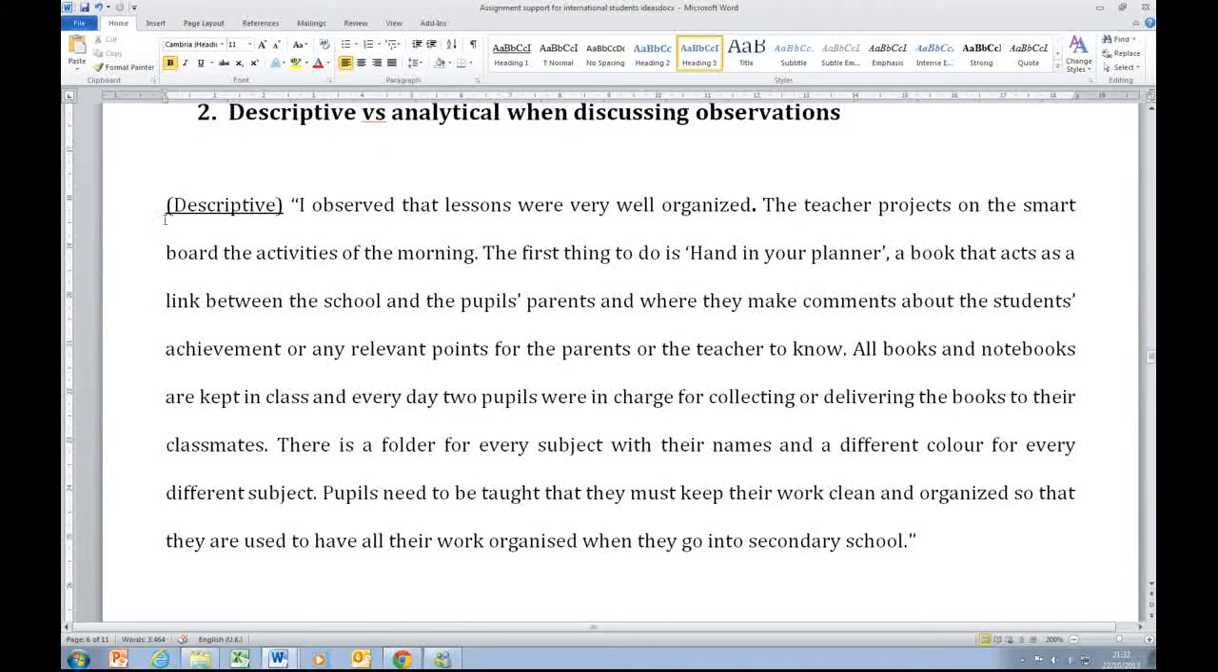For example, this first paragraph, it's far too descriptive in the sense that it's just describing almost verbatim, bit by bit, exactly what they observed in the lesson. But it's not commented upon. It's not analyzed in any way. It really is just a series of observations that are not related or placed into any context.